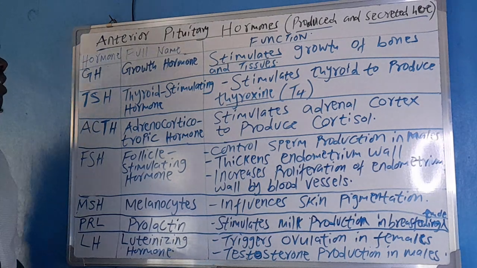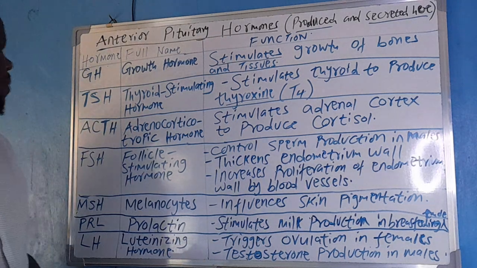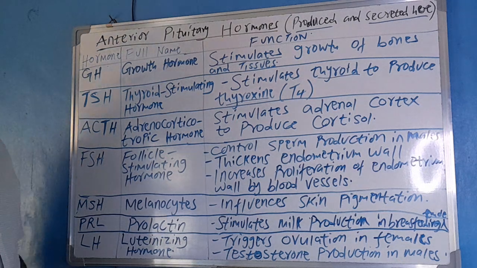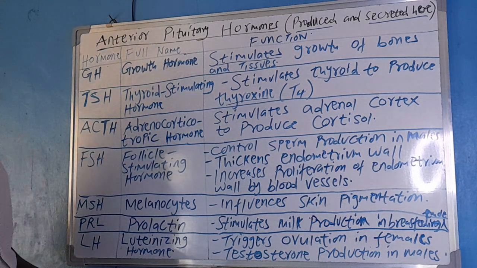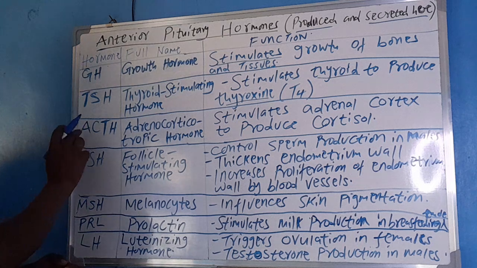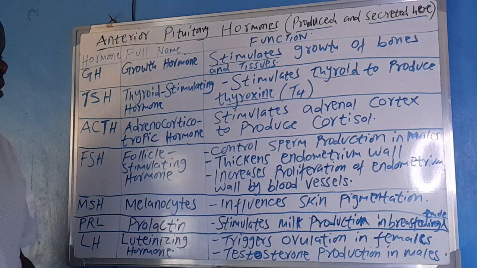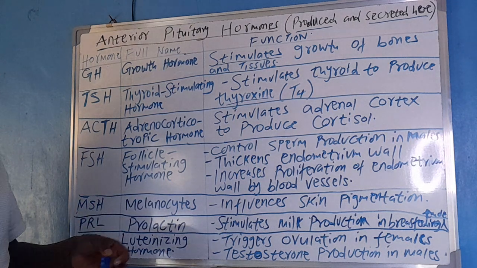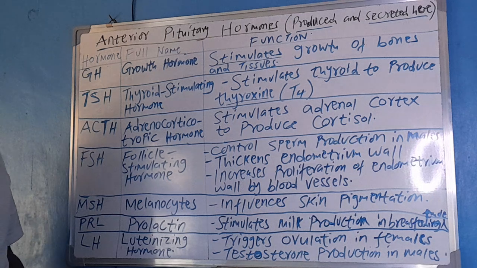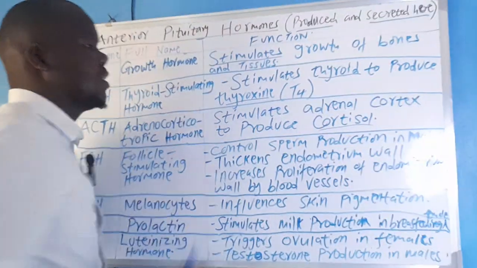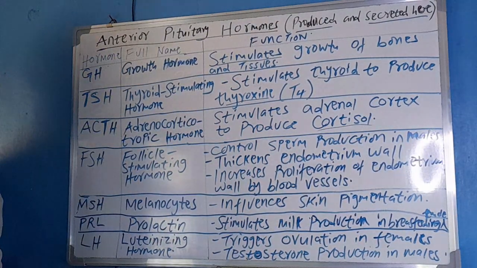Then we have the ACTH, that is the adrenocorticotrophic hormone. What is the role for that? It stimulates the adrenal cortex to produce cortisol. You understand the adrenal cortex, which produces the cortisol. Then we have the FSH, the follicle stimulating hormone.